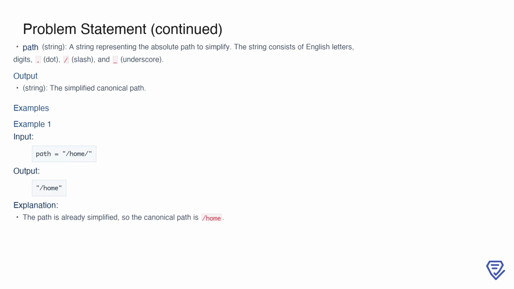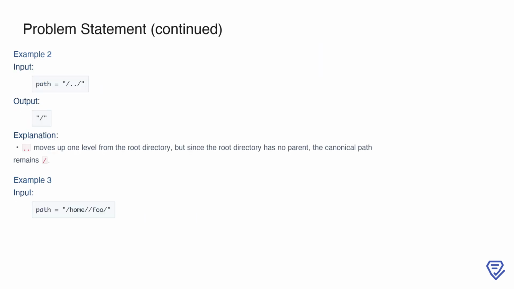In the first example, the input path is /home/. Here, the path is already simplified, so the output is simply /home. No modifications are needed because the path follows all the rules of a canonical path. In the next example, the input is /../. The double dots indicate moving up one directory level. However, since the root directory / has no parent, the path cannot move up further. As a result, the canonical path remains simply /.